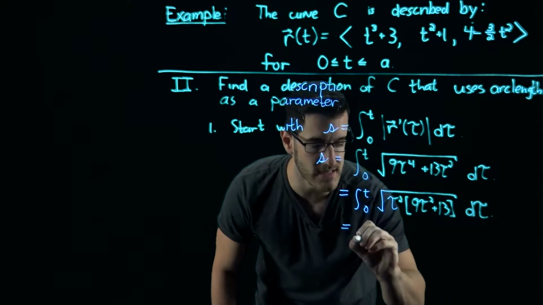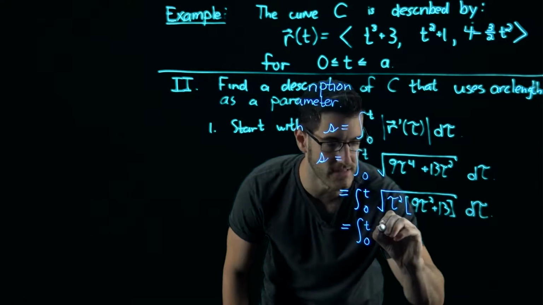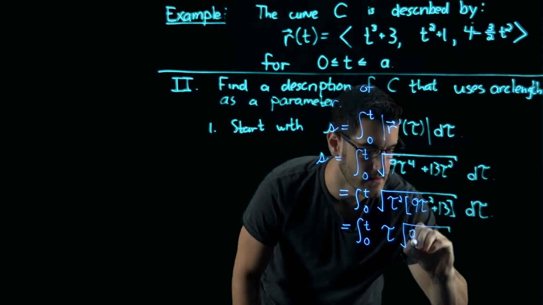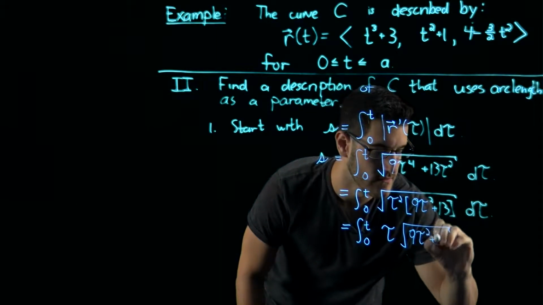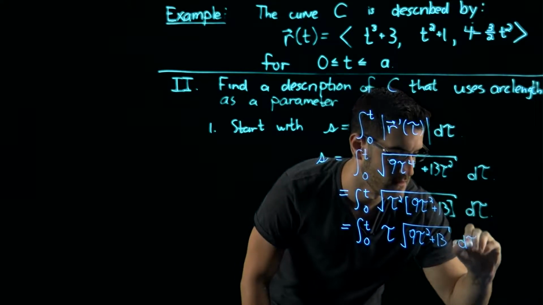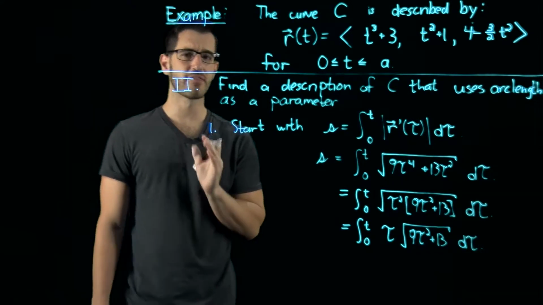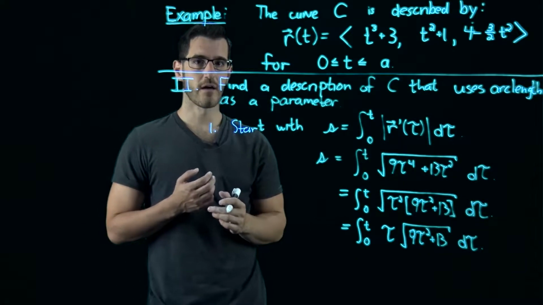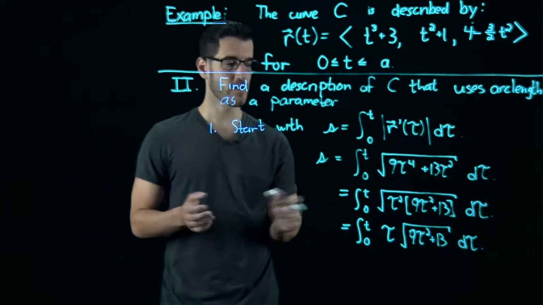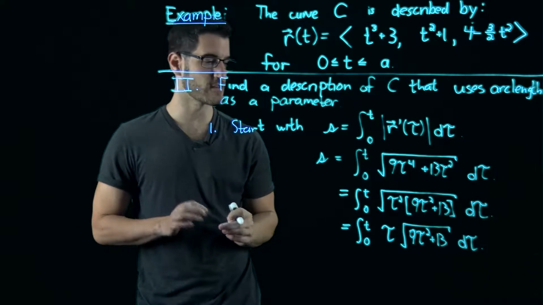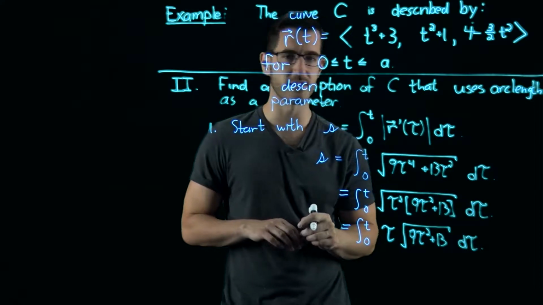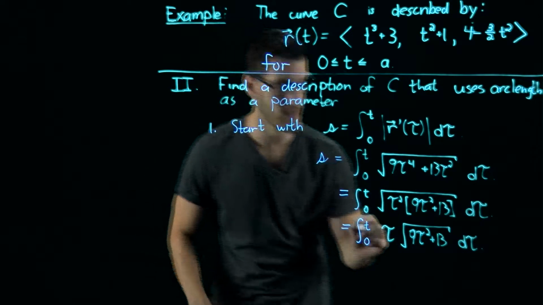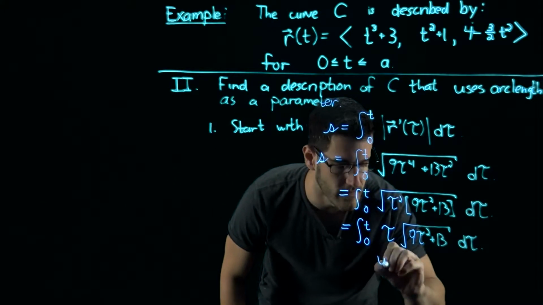So what I can do is rewrite this as the integral from 0 to t of tau times the square root of 9 tau squared plus 13 d tau. And now this is an integral that you should be able to do. There are different ways of looking at this, but the good approach here is to note that 9 tau squared plus 13 is a great choice for u. We can do this integral by a u substitution.